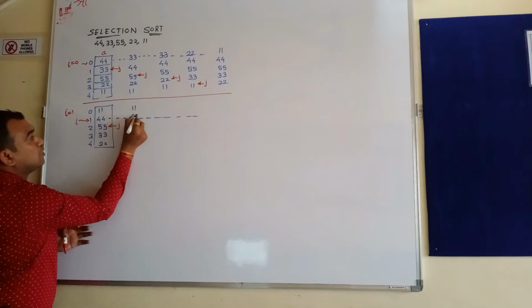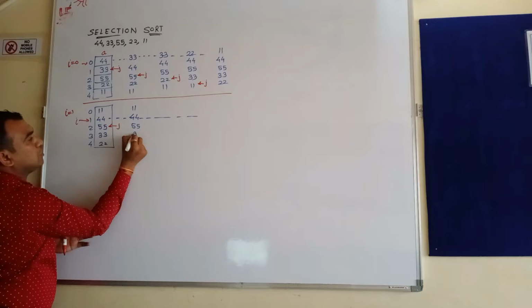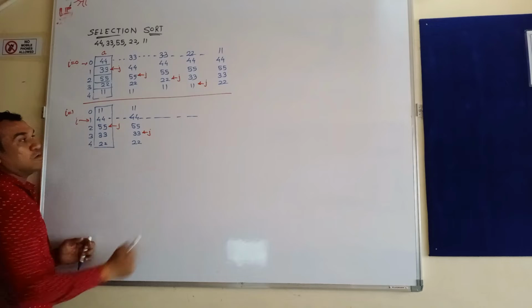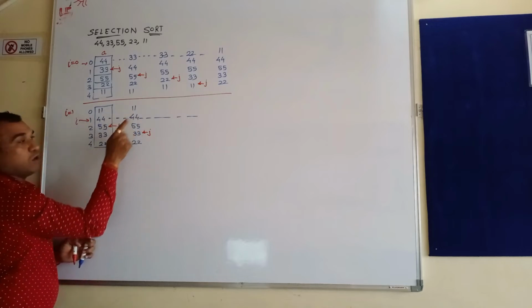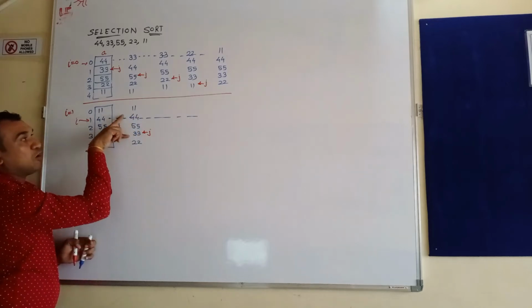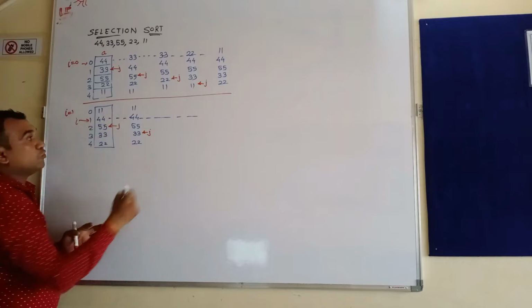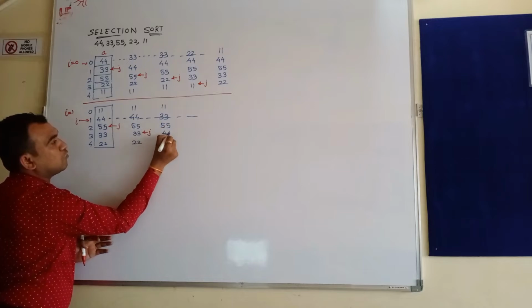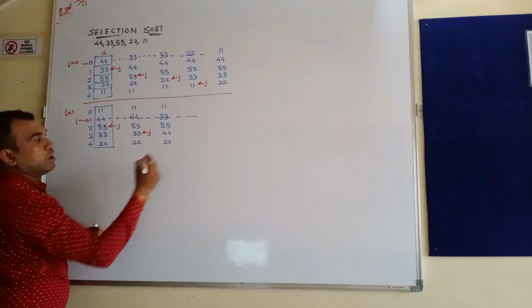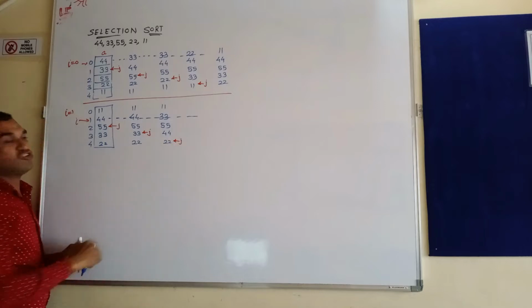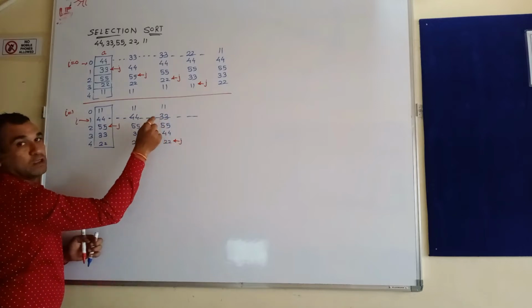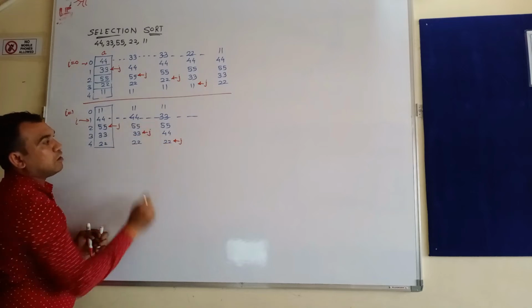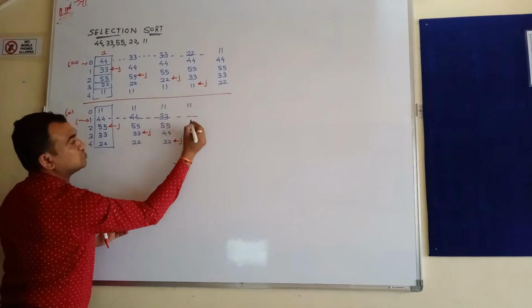So 11, 44, 55, 33, 22. The inner loop j variable is increased and it reaches here. We are going to compare a of i with a of j. a of j is smaller than a of i, so we are going to interchange. 11, 33, 55, 44, 22. Again the inner loop j is increased and it reached the last index. Again we are comparing a of i with a of j. Our a of j is smaller than a of i, so we are going to interchange.